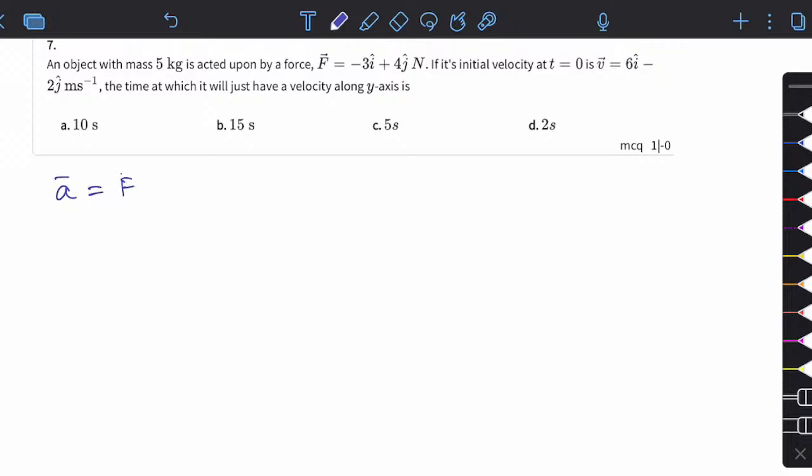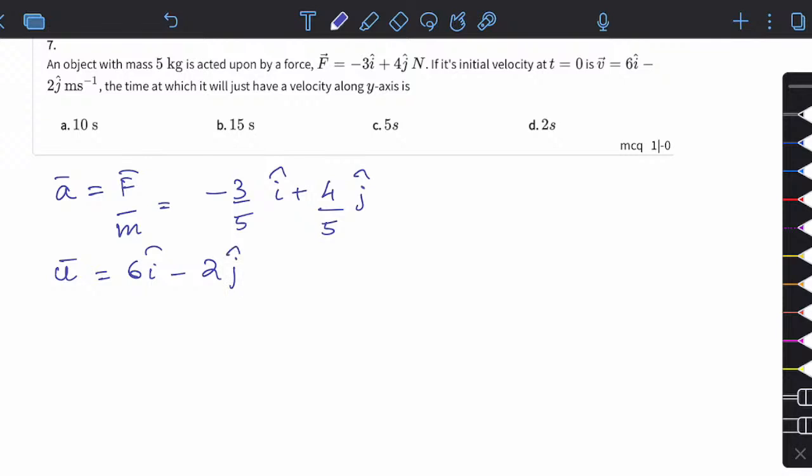Acceleration is force divided by mass. So that gives you minus 3 by 5 i cap plus 4 by 5 j cap. And initial velocity, they called it V, I'll call it u because that's our standard naming, is 6 i cap minus 2 j cap.